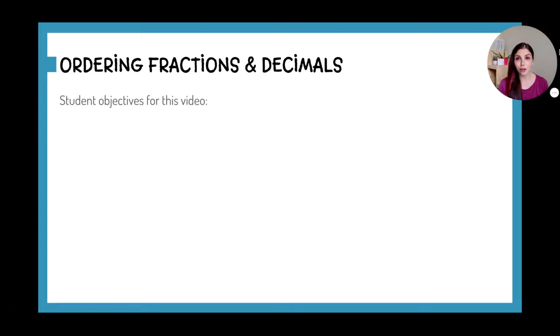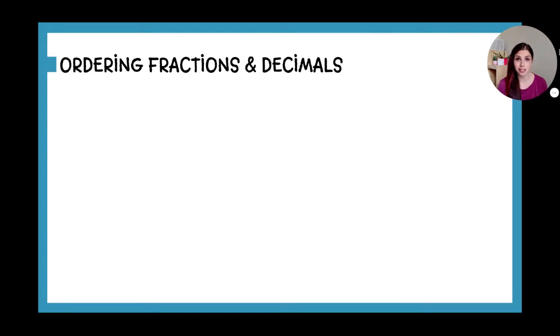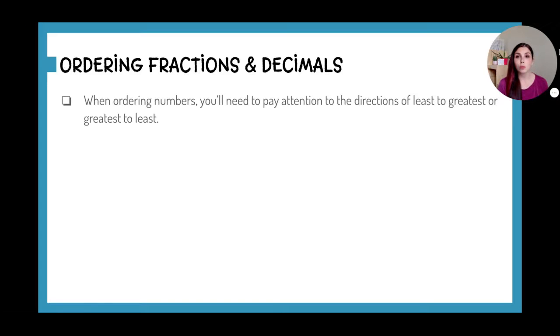By the end of this video, you will be able to order your fractions, mixed numbers, and decimals in both ascending and descending order. So I want you to think about everything you learned in the last lesson, because when you're ordering, you need to know how to change fractions and decimals, and you need to pay attention to least to greatest or greatest to least. You could put your fractions and decimals in the right order, least to greatest, but if the directions ask you to go greatest to least, you're going to get them wrong because you didn't follow the directions.